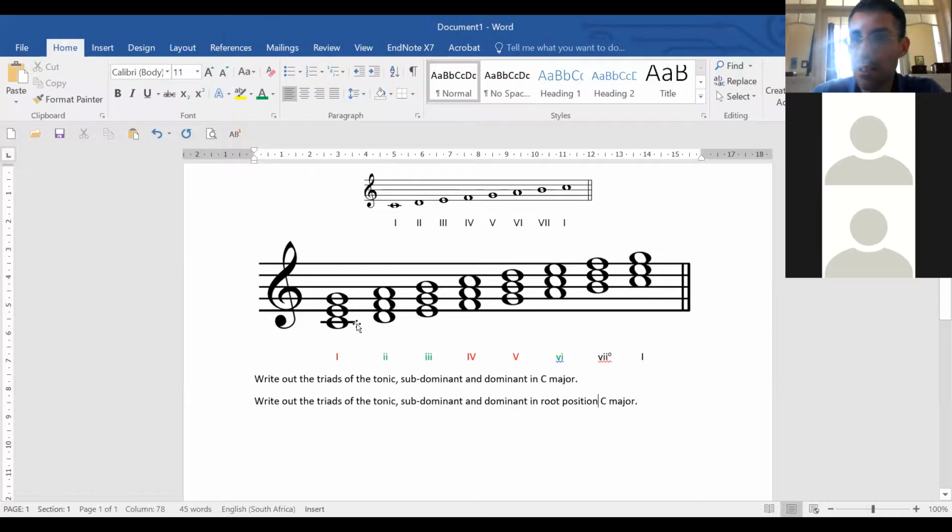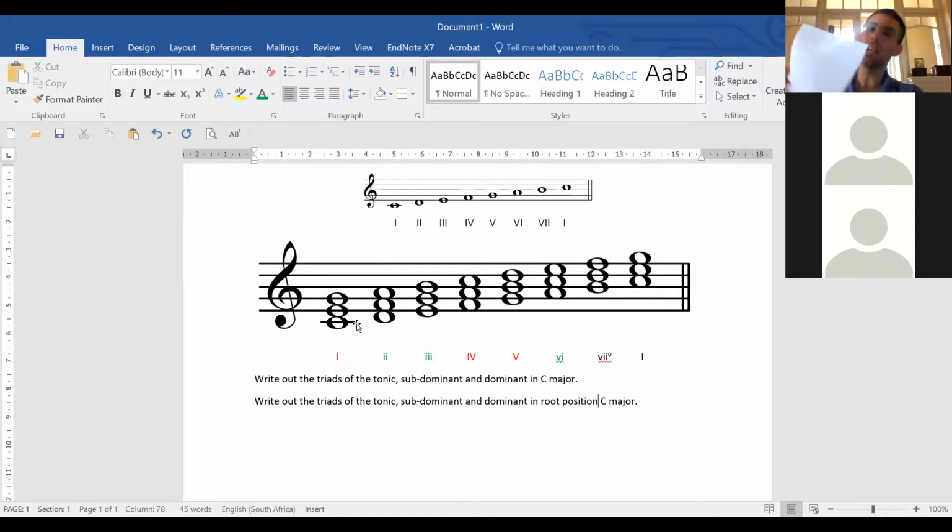If we had to write this in first inversion, the E would need to be at the bottom. So we write the E at the bottom, the G above it, and we push the C to the top. I've written that for you here. There is root position where the C is at the bottom. Here's first inversion. Now the E is at the bottom. So if we were asked to write the triad in first inversion, that's what it would look like, where the third of the triad is at the bottom in the bass, and the other notes are above it.